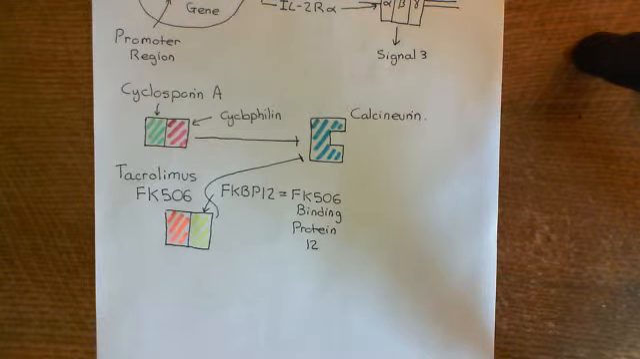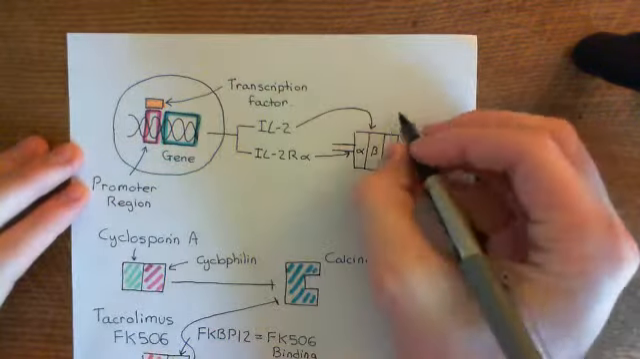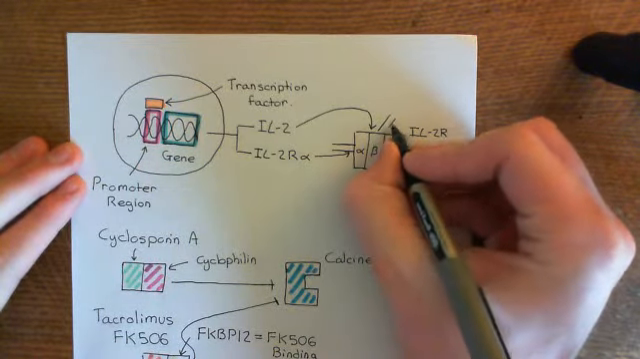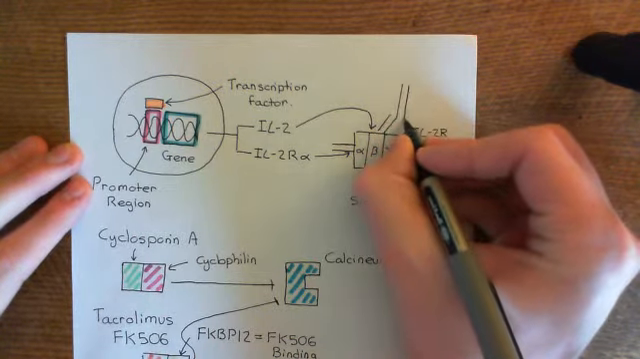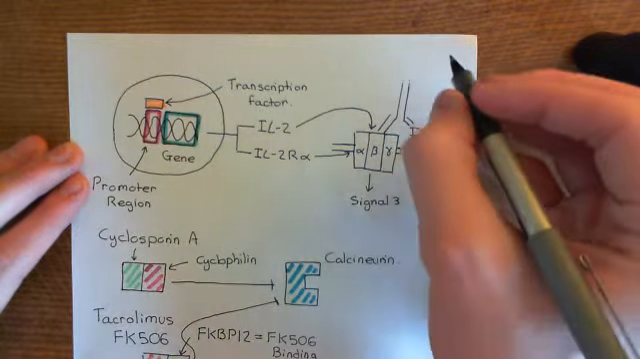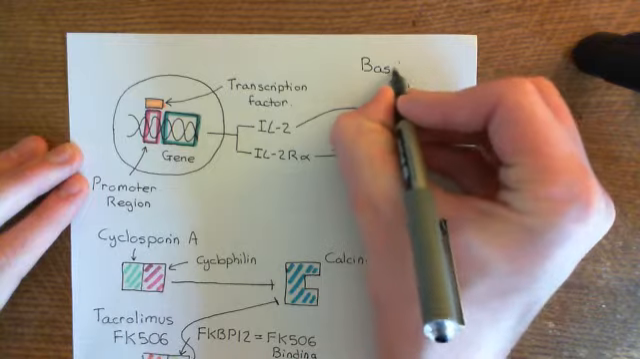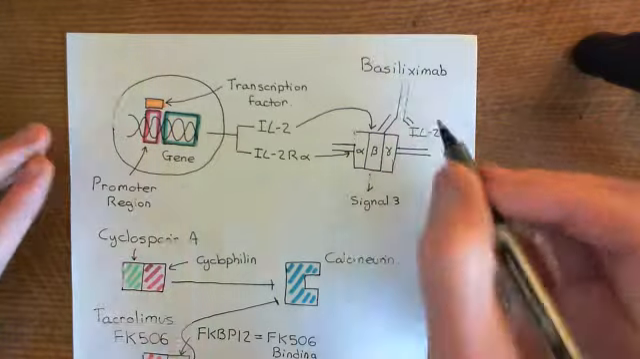Okay, so one final drug that's going to work by inhibiting the pathways that we've looked at so far is a drug known as basiliximab, and this I can draw up here. So basiliximab is a drug which binds to the interleukin-2 receptor here. Okay, so once you form the interleukin-2 receptor, we have a monoclonal antibody basically that can bind to the interleukin-2 receptor. Okay, and this is known as basiliximab, and it's a monoclonal antibody.